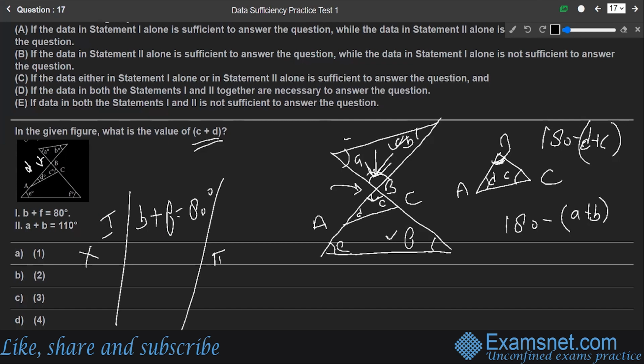Let us check statement number two. Statement number two says A plus B is 110. So A plus B is 110.